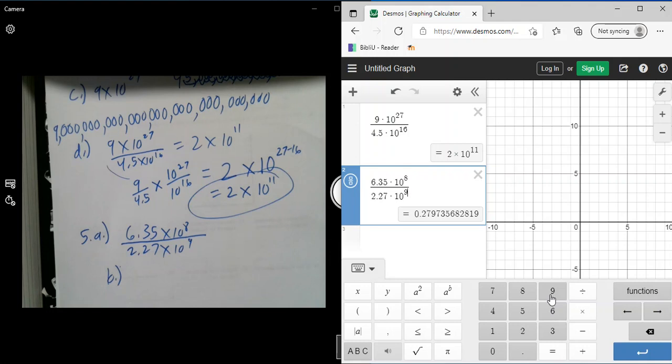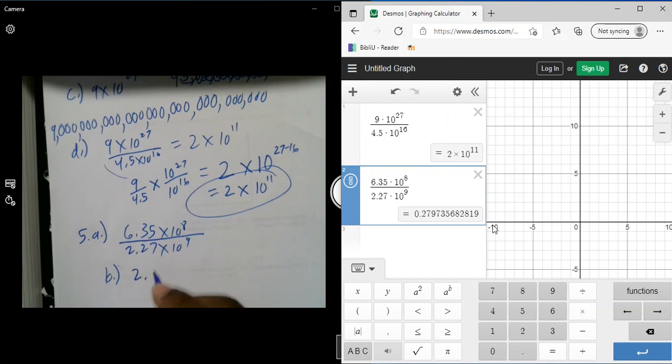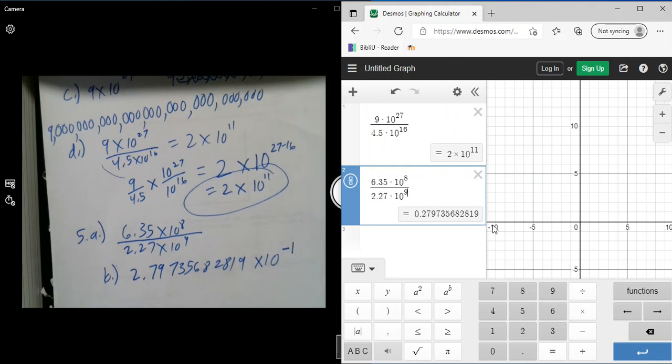So now, if you notice here, we have this decimal, 0.279 and so on. So what you could do, if you move that decimal one place, that'll put it in scientific notation. So it'd be 2.797935682819. Now you could have just rounded to a couple places, but I just wanted to write it all out. So it'd be times 10. We move that decimal one place to the right, so it'd be to the -1 power. All right.